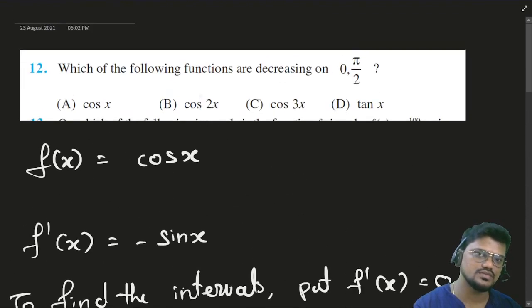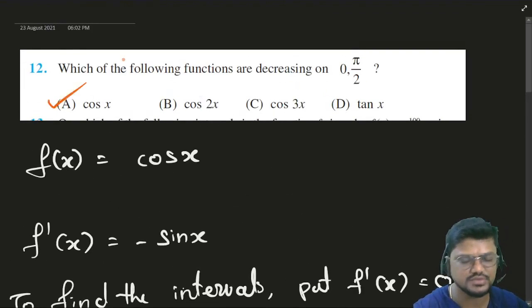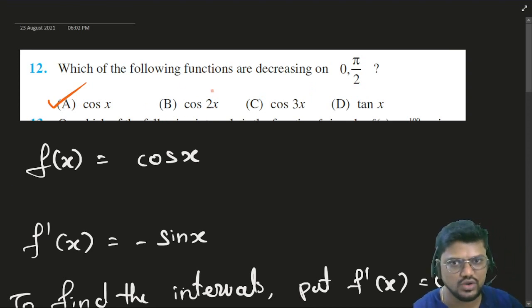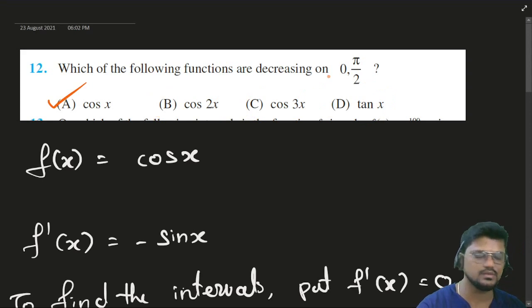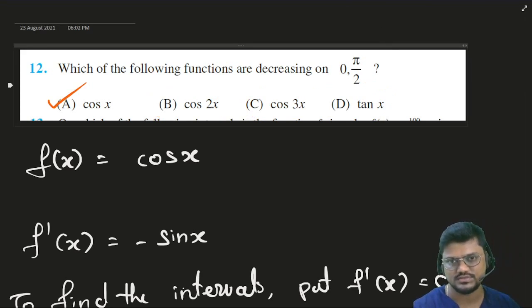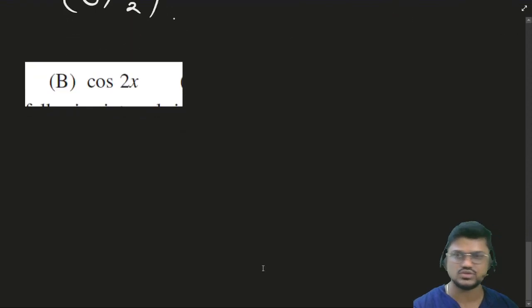Fine. But what they have said, which of the following functions is decreasing from 0 to pi by 2? So option A is right. But you have to check for cos 2x, cos 3x and tan x, all of them, because in this, maybe two answers can also be right. Let's check for cos 2x.